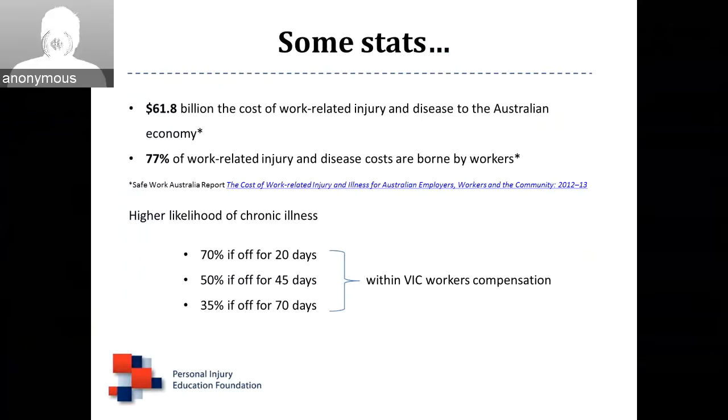If we look lower down, you have a higher likelihood of getting chronic disease. This is within the Victorian Workers' Compensation Scheme. You've only got a 70% chance of returning to work if you're off for 20 days. You've only got a 50% chance of returning to work if you're off for 45 days, and only a 35% chance of returning to work if you're off for 70 days or more. So the stats are quite alarming.